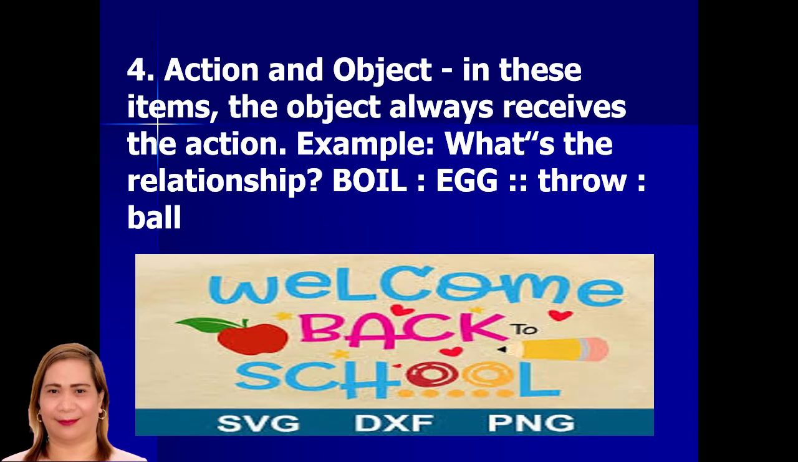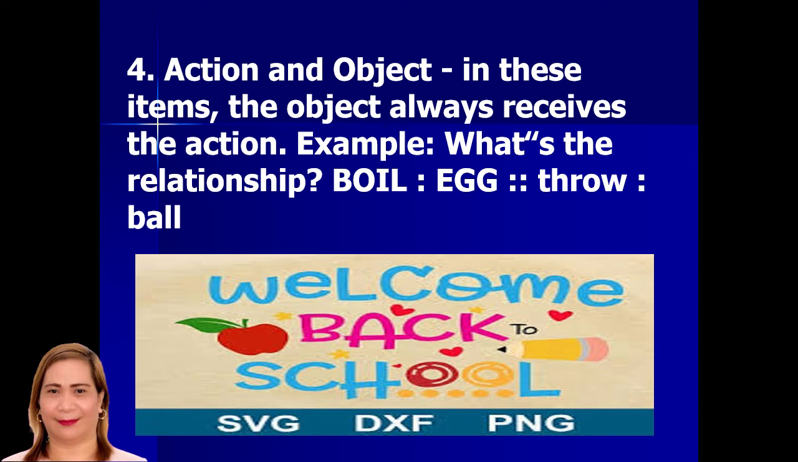The fourth type also is action and object. In these items, the object always receives the action. From the given example, what's the relationship between boil is to egg and throw is to ball?